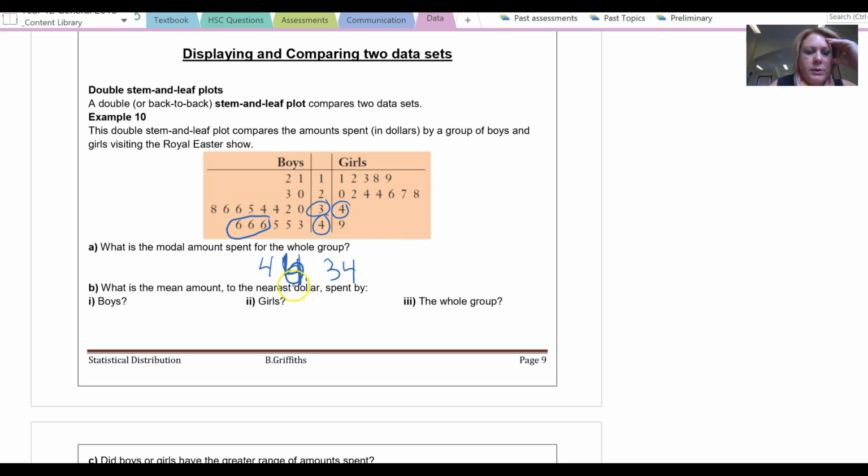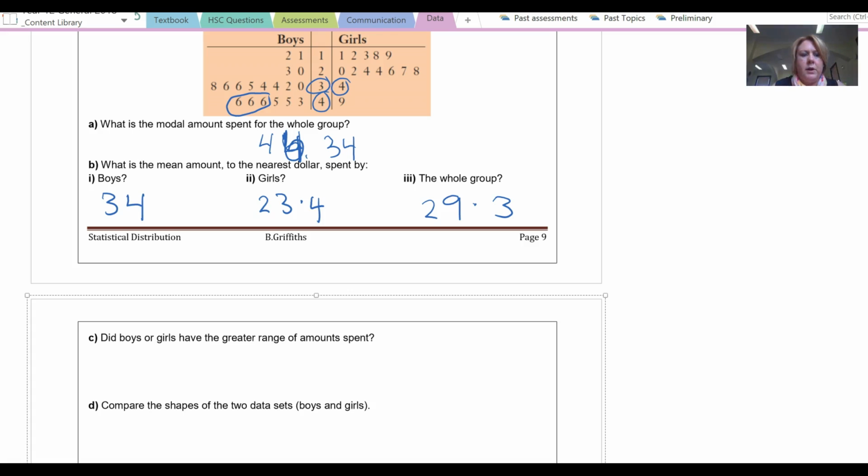Find the mean amount to the nearest dollar of the boys, the girls, and then the whole group. It's a matter of putting it into your calculator 3 times. So I'll do it and you can do it and then we'll check our answers. Alright, I got boys 34, girls 23.4, and the whole group 29.3. I did the boys, I added them all up and wrote it down. I did the girls separately, wrote it down, and then I just added the two together and divided by 32 because there was 32 scores.